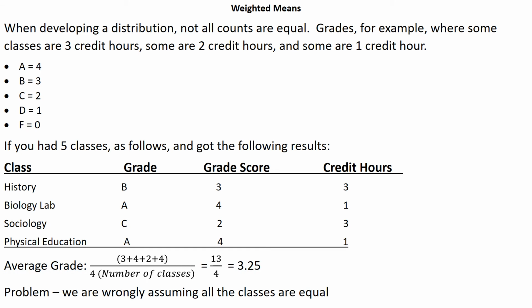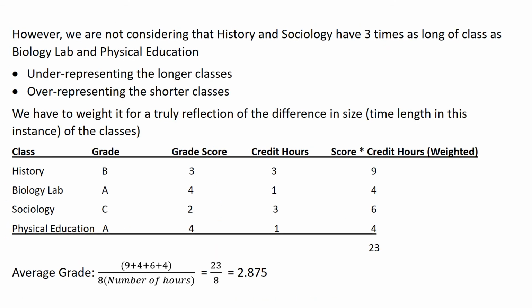The problem is we're making an assumption here that all the classes are of equal value, and they're not. History and sociology are worth 3 credit hours, and the biology lab and the physical education are worth 1 credit hour. So we're giving the same weight by doing it this way to the 1 credit hour classes as the 3 credit hour classes. The reality is we have to weight by credit hours, in this case, those classes.